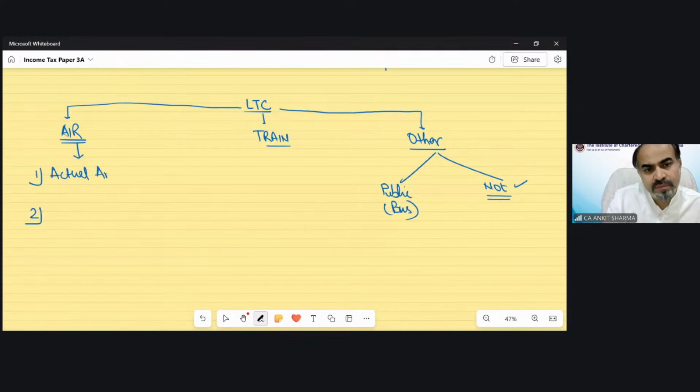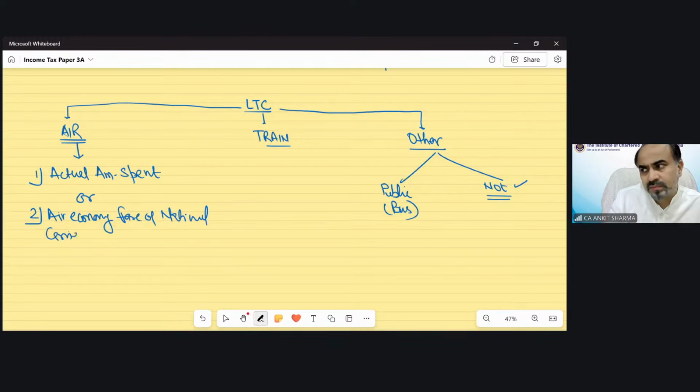The actual amount spent on that travel needs to be compared with the air economy fare of the national carrier by the shortest route.